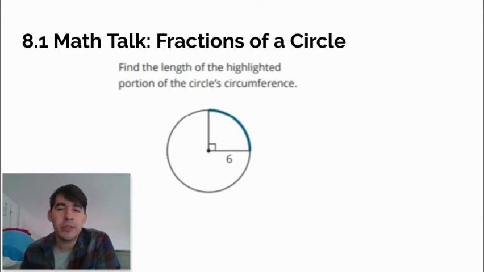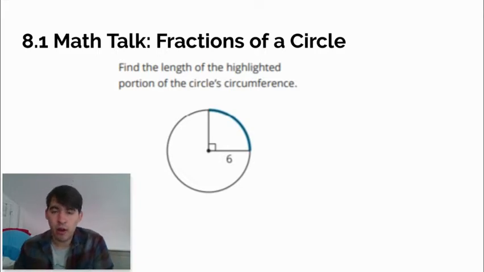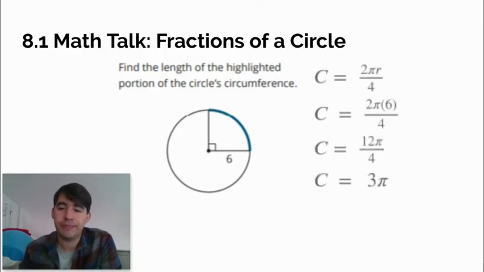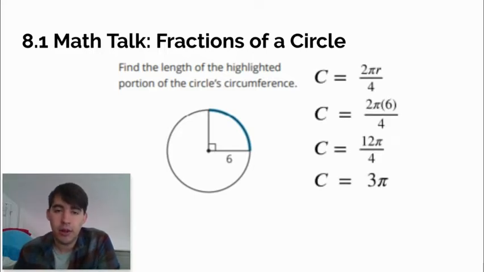Same circle, but this time we're looking for the length of that arc. Well, the circumference of the circle, if we use the formula 2 pi r, should be 12 pi. If we take 1/4 of that, we end up with 3 pi. And that is the length of the arc.